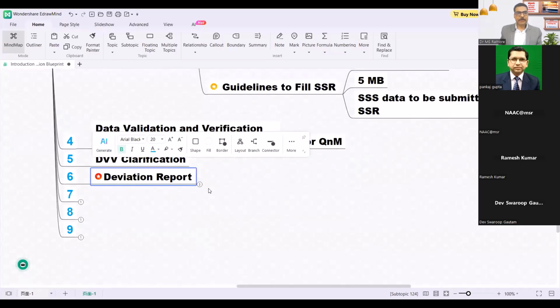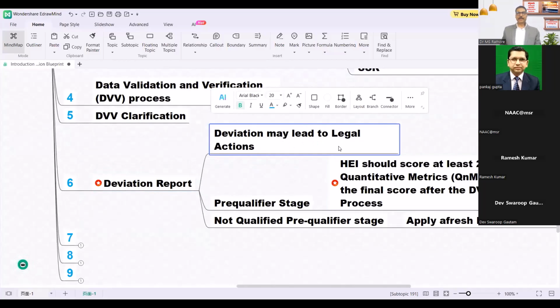Now, after this DVV process, the deviation report is generated. What this deviation report is: many times it happens that institutions provide information, data, or documents which do not belong to them. If there are serious problems in the documentation, NAAC takes legal action, and NAAC has already done so previously with some institutions.